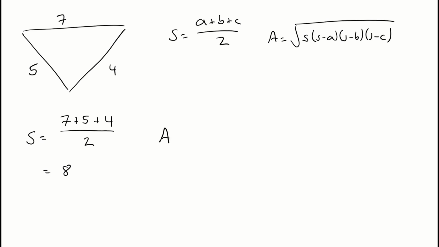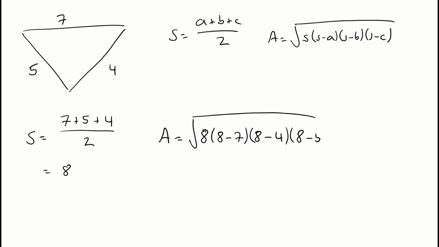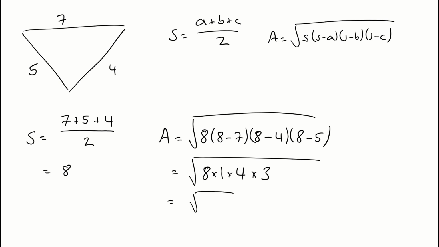And then if I'm going to use Heron's formula to calculate the area, I just get the square root of 8 times 8 minus one of my sides, 7, times 8 minus another one of my sides, times 8 minus my final side. And if we continue to work through here, we get 8 times 1, my apologies, 8 minus 7 is 1, so 8 times 1 times 4 times 3. So here we're taking the square root of 96, which just gives us 9.80.